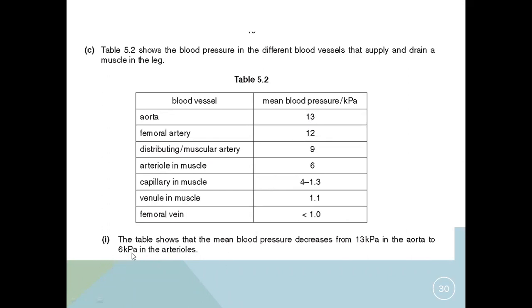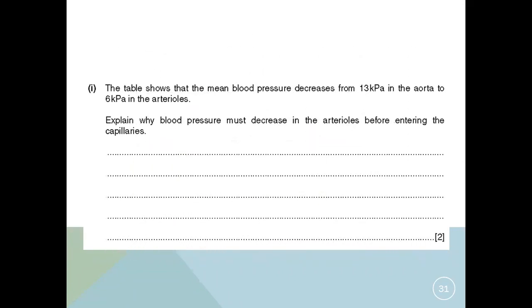Now, what is the reason, how is the blood pressure decreasing? Explain why the blood pressure must decrease in the arteriole before entering the capillaries. Initially it was 13, but now it is 6. So what are the reasons that the pressure is decreasing?